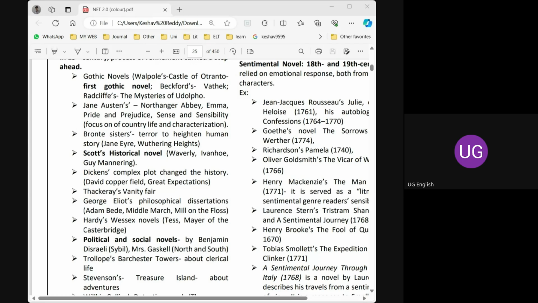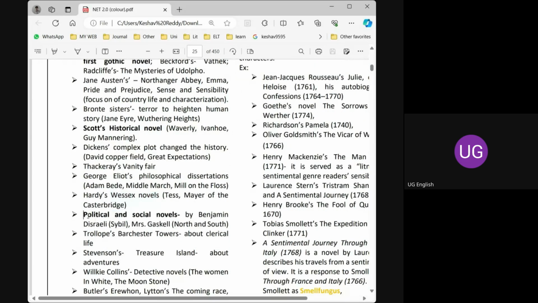Wessex is a place that he portrayed. Generally, he wrote about a place, Wessex, or we can say all his novels are related to the place called Wessex. So that is very important. Thomas Hardy is a regional novelist. So he wrote novels based on Wessex, and that we discussed in today's class itself.